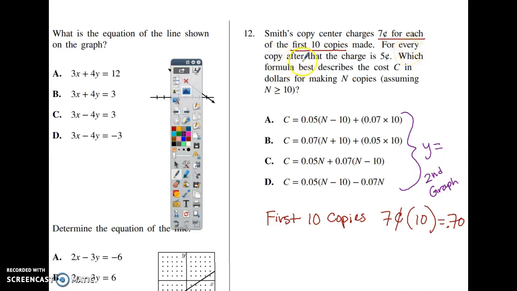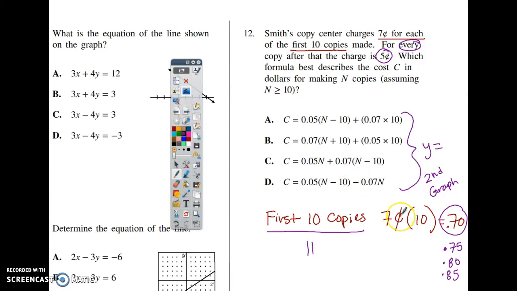For every copy after that, so after the 10 copies, they're going to be charging 5 cents each. Okay? So just the first 10 copies are 7 cents each, so 7 times 10 is 70. You need to be paying 70 cents for 10 copies. After that, you will be paying 5 cents each. So what would be the next one? Like, let's say if I get 11 copies. So I'm paying 70 cents for the first 10, and for each one after that would be 5 cents. So what's 5 cents plus 70? 75. So the next one would be 75, and then after that would be 80, and then after that would be 85, and so forth and so on.